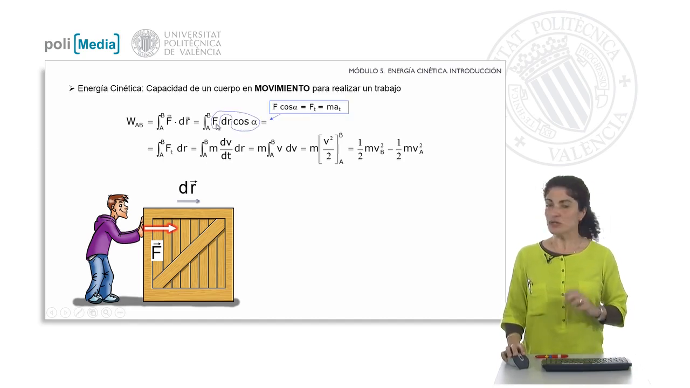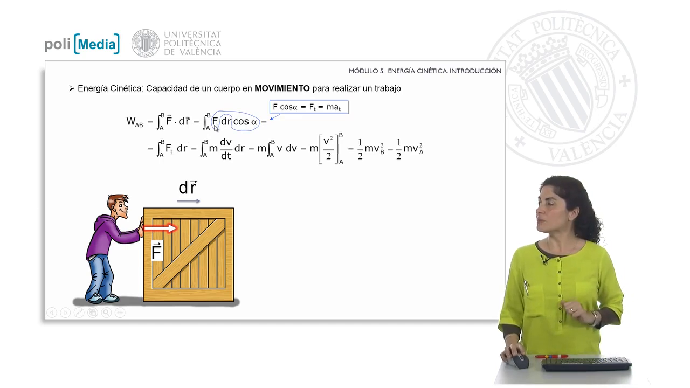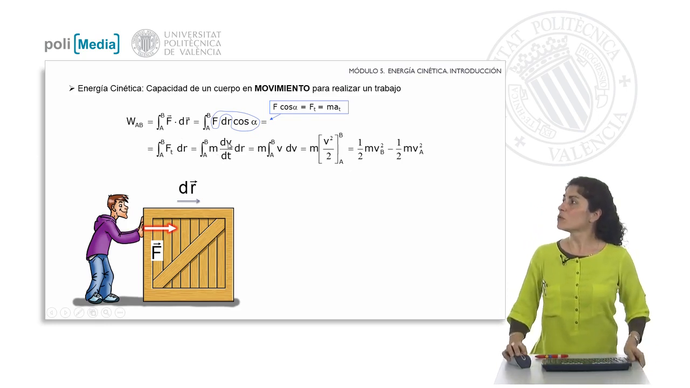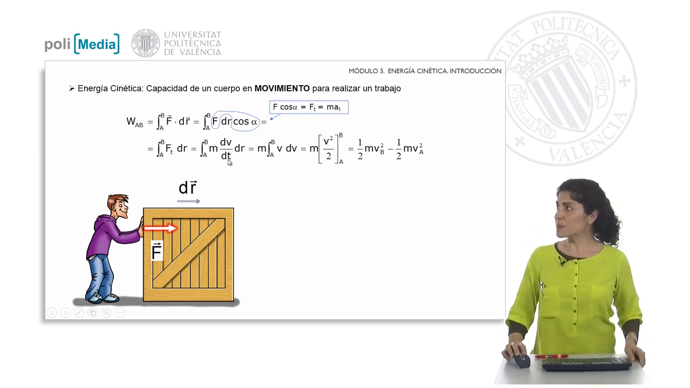Now, if we remember from the previous module, the product of the force by the cosine of the angle defines the tangential component of the force vector on the trajectory of the body. Or what is the same, we could rewrite that tangential force as the mass times the tangential acceleration that the body has. If we introduce these expressions in the integral, it is rewritten in this other form, where the tangential force I can put as the mass times the tangential acceleration. That would be the derivative of the modulus of the velocity vector with respect to time.